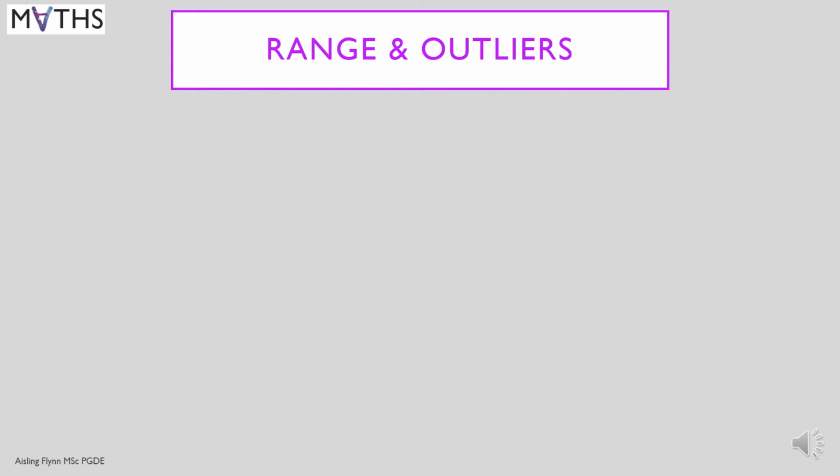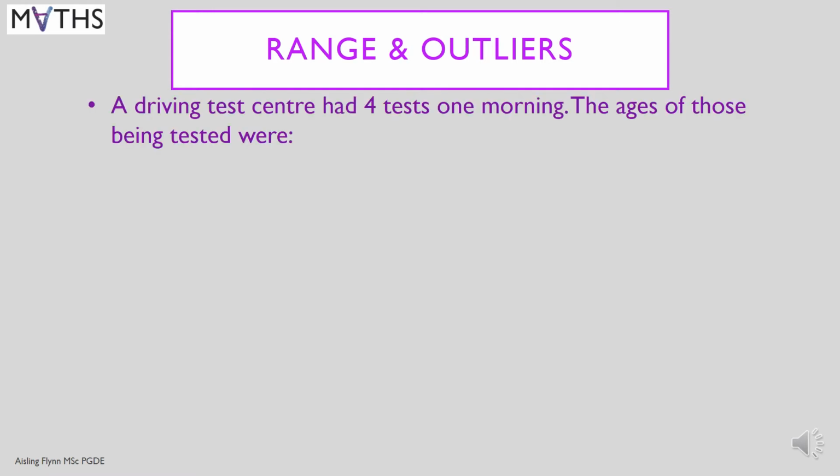Okay, so the range and outliers. Returning to the example we had for measures of centre: a driving test centre had 4 tests one morning. The ages of those being tested were, and it's already ranked, 17, 18, 19, 21. What was the range of ages?